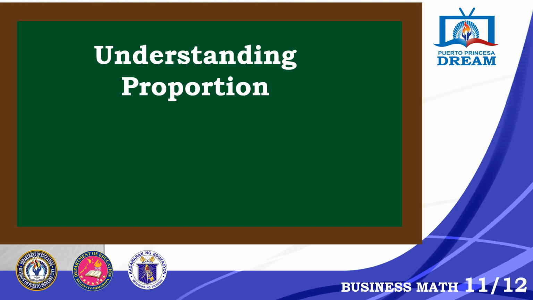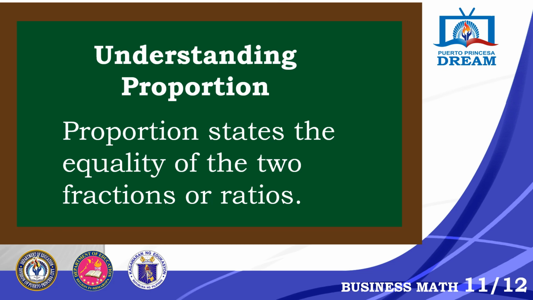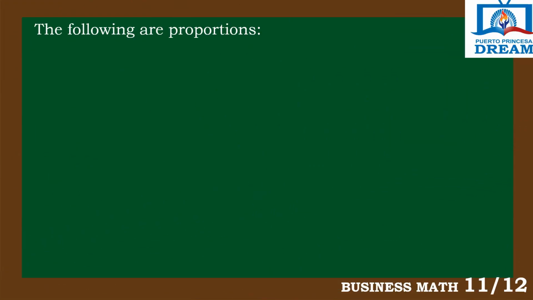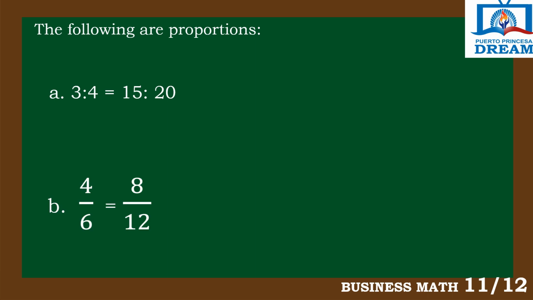Since you are already refreshed, let us now proceed to our lesson, which is understanding proportion. Now, what is proportion? Proportion states the equality of two fractions or ratios. The following are proportions. 3:4 is equal to 15:20. 4/6 is equal to 8/12.